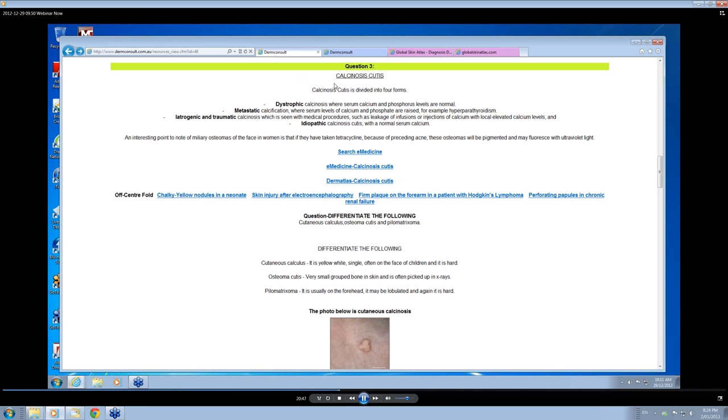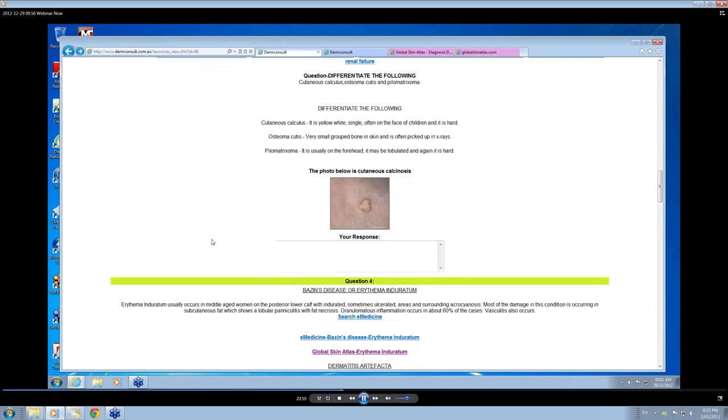Have a look at these. I find this topic quite difficult at the best of times, just knowing whether something is in the idiopathic class or the dystrophic class. Now I said there, differentiate the following: cutaneous calculus, osteoma cutis, and pilomatrixoma.